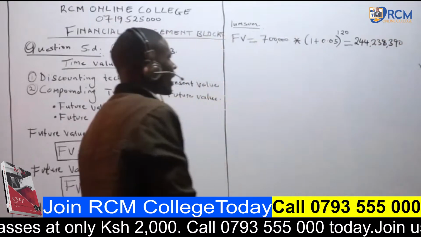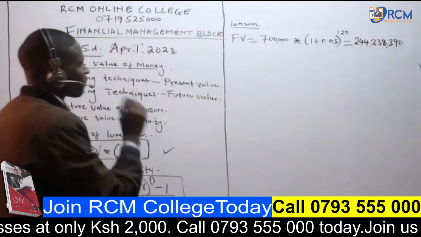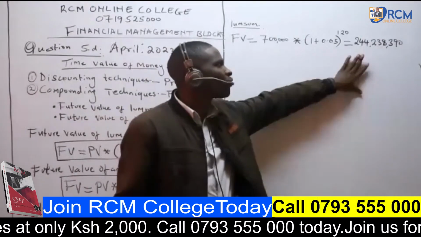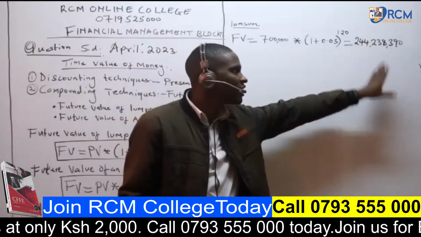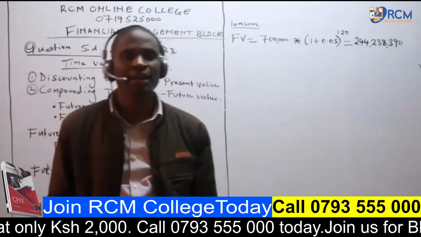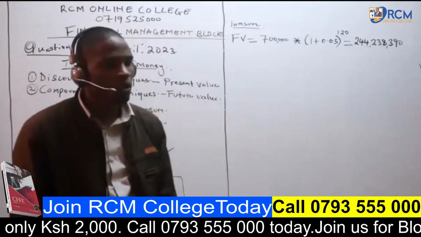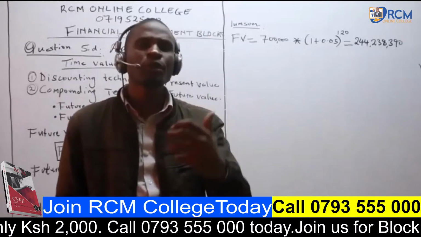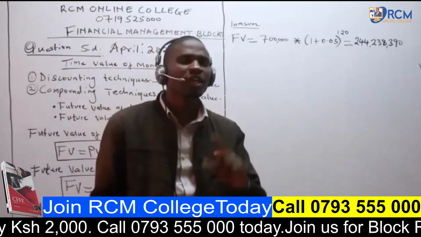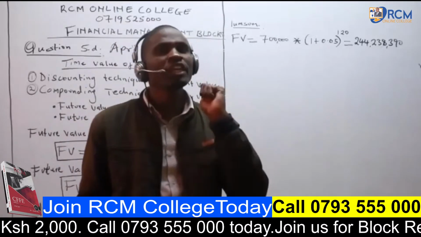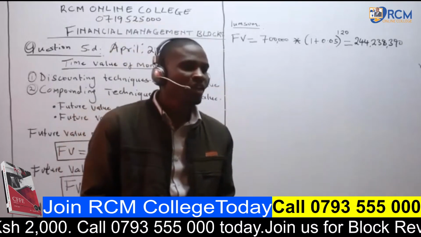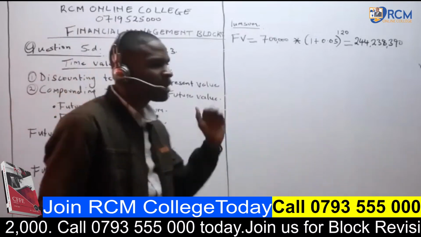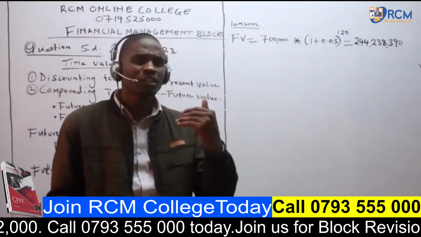So for the lump sum amount of 700,000, the future value will be 244,238,390 for Mr. Osoro. But he did not stop at that point. He is contributing 10,000 at the end of each month. Therefore, the 10,000 is an annuity. Each month, 10,000.